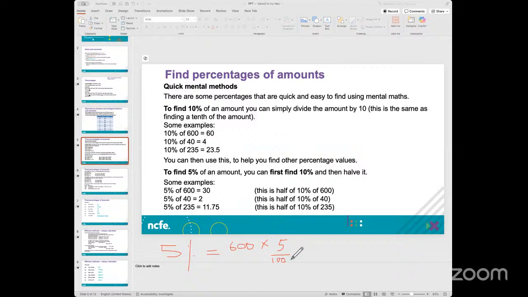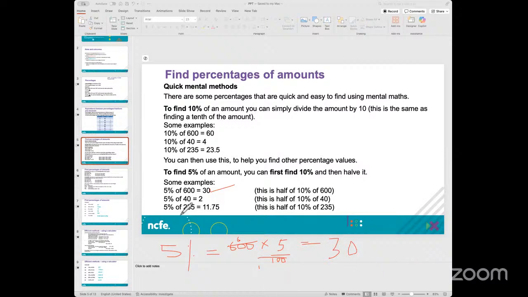So 100 times 1, 100 times 6, 6 times 5 is equal to 30. So the 5% of 600 is going to be a value of 30. So here, the idea of finding an amount or a value based on the percentage of a number is that you multiply the percentage which is asked for, divide by 100, and times the number.